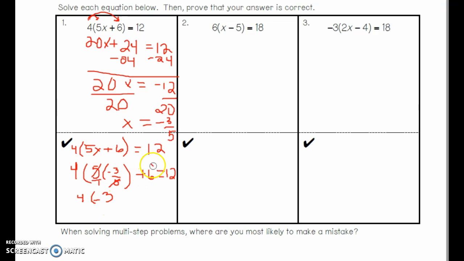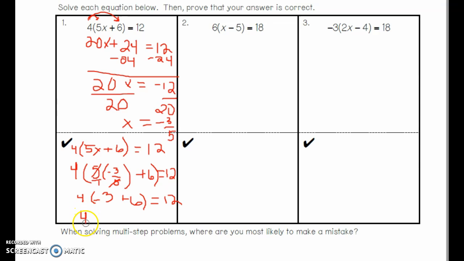Oh, by the way, I forgot my parentheses up here. Okay, so -3 plus 6 equals 12. Now, I wouldn't suggest when you're checking that you would distribute the 4. I would suggest you do order of operations and do everything in parentheses first.